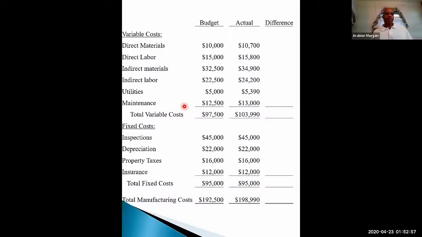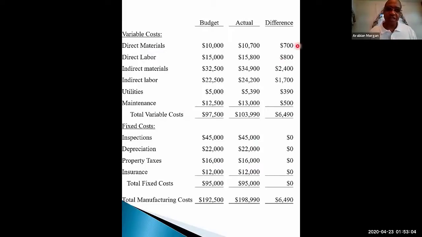Okay. Now, this exercise should have been fairly straightforward, so let's just review here. Your difference column should have the following numbers in the variable cost area, and all of the fixed costs should be 0. Okay. Any questions on just those numbers?